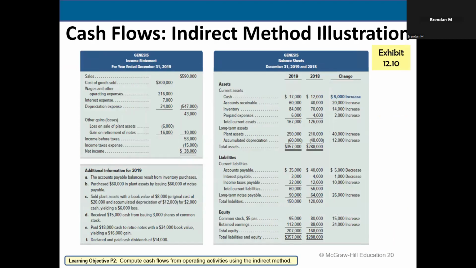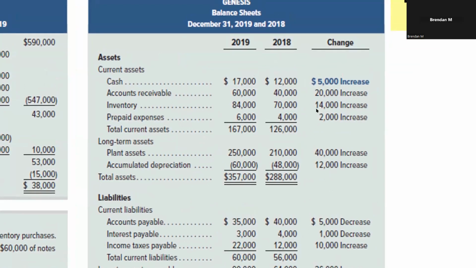Wow, look at this. They're giving us the income statement for the year, and they're giving us two balance sheets to compare. Those are the source materials we need. Notice on the balance sheet, they're showing you the difference between each year and indicating whether it was an increase or a decrease. For example, cash went up $5,000.